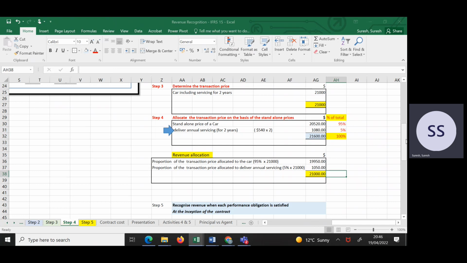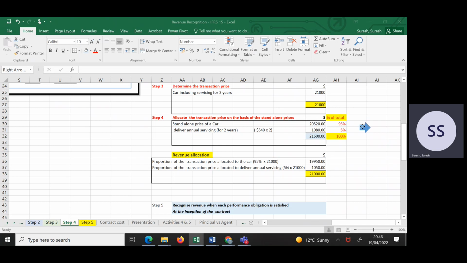So now I am ready to split this revenue. This was the problem: I have a revenue of 21,000, and I need to split this between my performance obligations. How am I going to split this? IFRS 15 instructs me to split this revenue based on the standalone prices of those separate performance obligations.